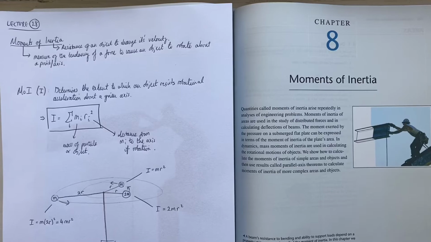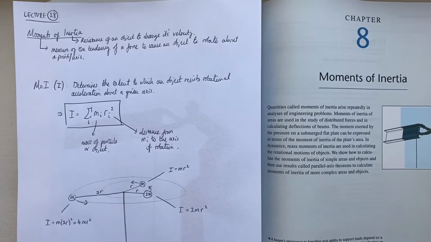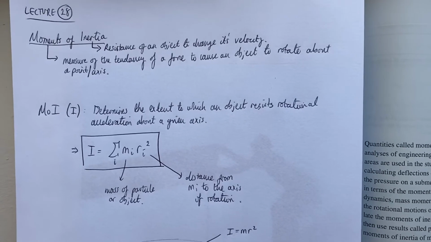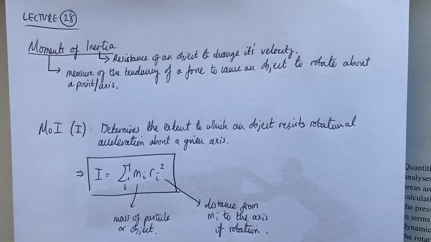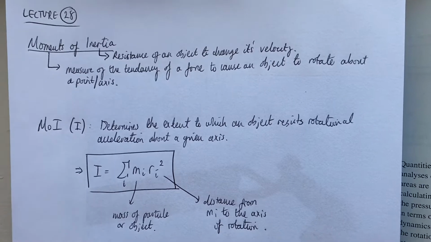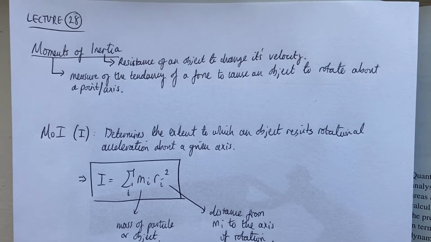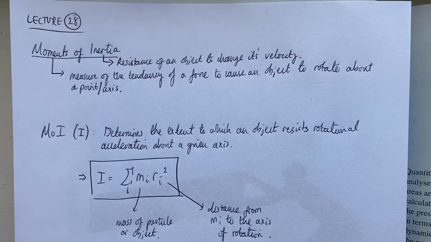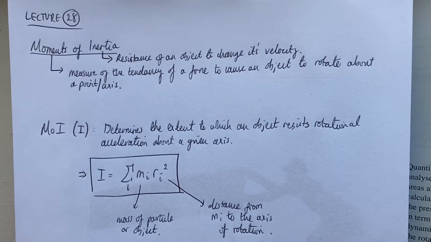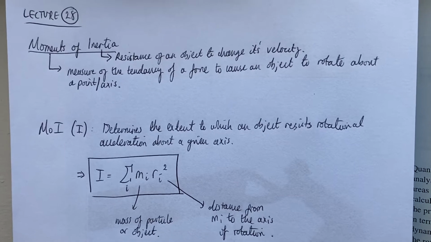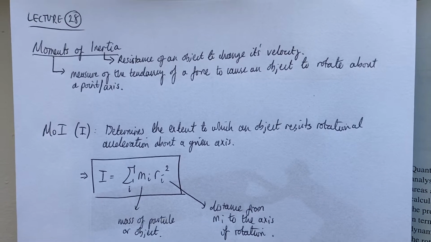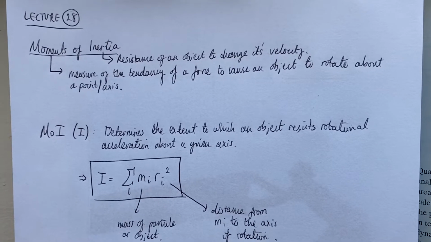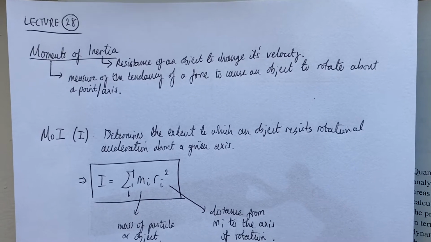So before we get into it, I thought what we'd do is just revise what we mean by these two terms, moments and inertia. So inertia, you should all know, is basically the resistance of an object to change its velocity, and that could be in either magnitude or direction, right? And a moment, as we've seen throughout this course so far, is how we measure the tendency of a force to cause a rotation.